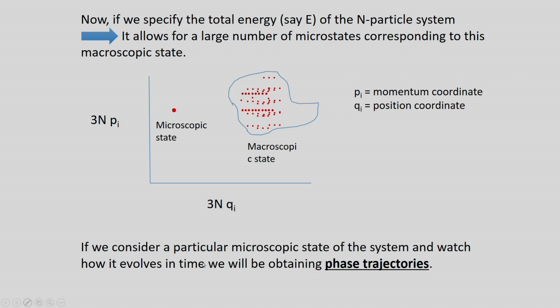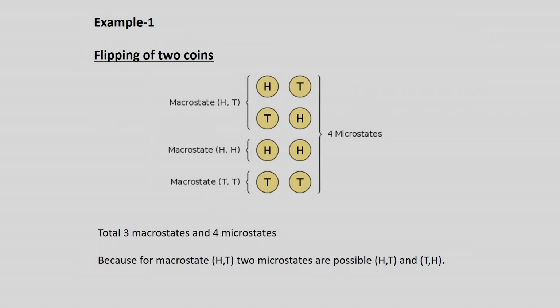If we consider a particular microscopic state of the system and watch how it evolves in time, we will obtain phase trajectories. So what is a phase trajectory? If we consider a particular microscopic state of the system and watch how it evolves in time, we will be obtaining phase trajectories. Now we will consider 2 examples for better understanding of macrostates and microstates.